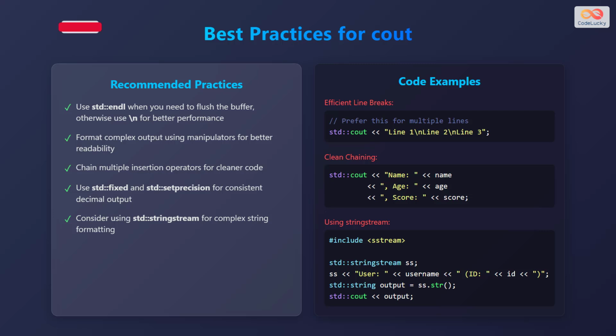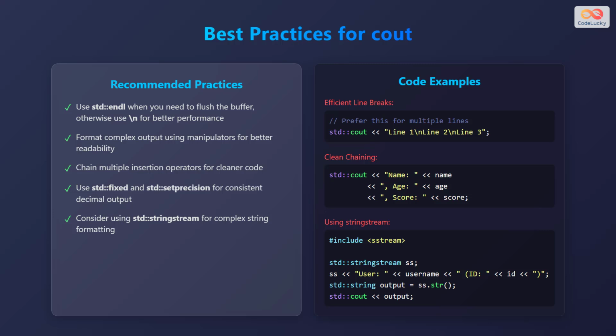Here are a few code examples. For efficient line breaks, prefer using "Line 1\nLine 2\nLine 3" for multiple lines, as it is more efficient. For clean chaining, use the insertion operator multiple times on one line. For example, std::cout << "Name: " << name << " Age: " << age << " Score: " << score.